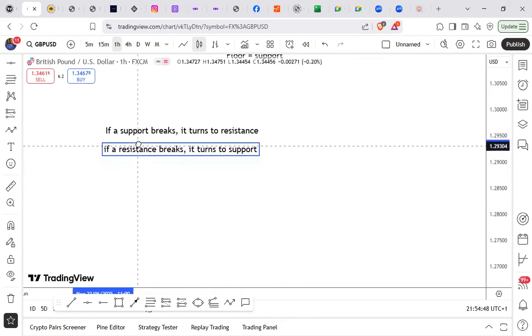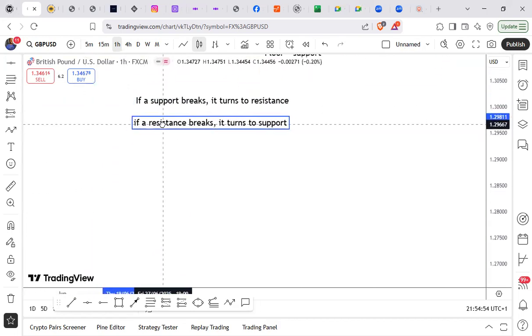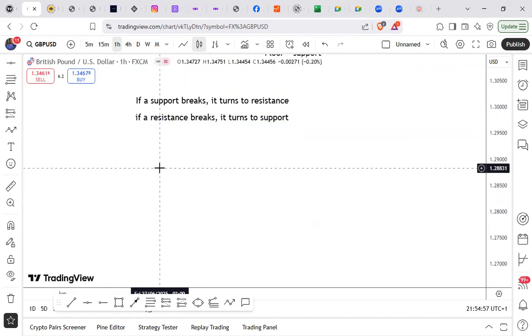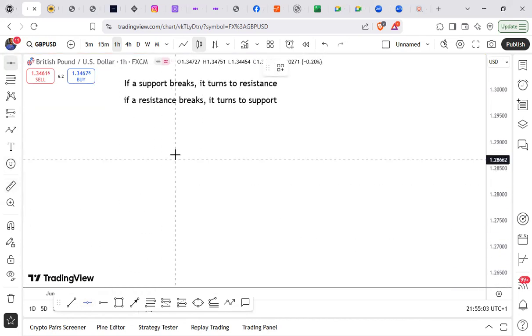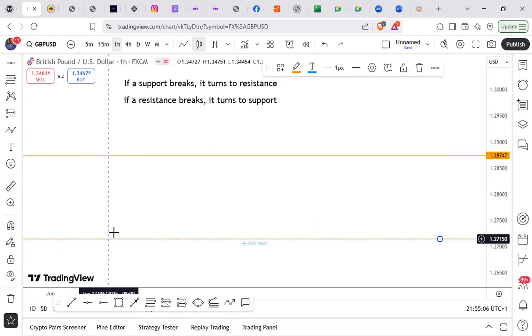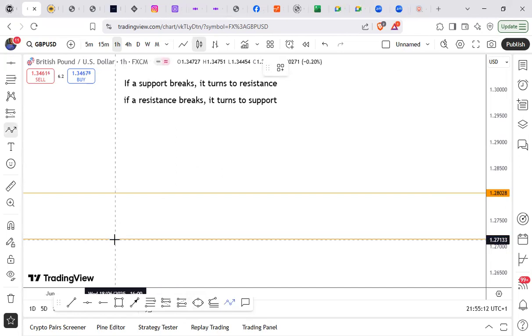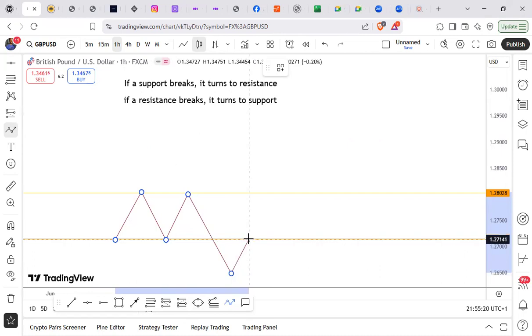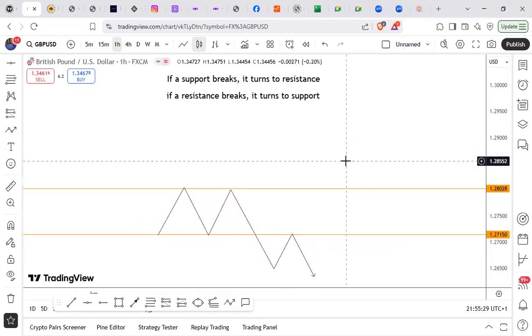If a support breaks, it turns to resistance. If a resistance breaks, it turns to what? Support. Let me now show you an example. You guys see this example?